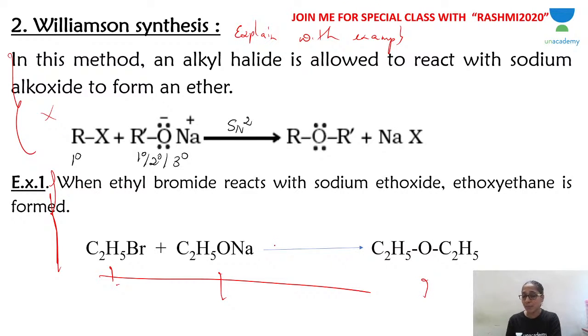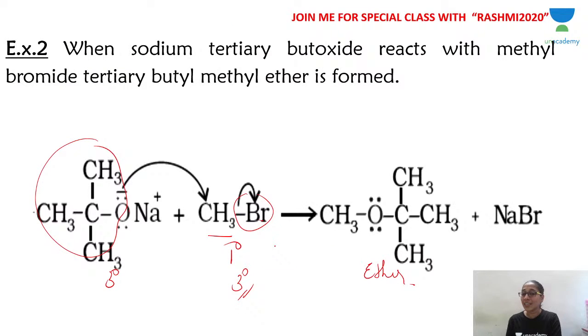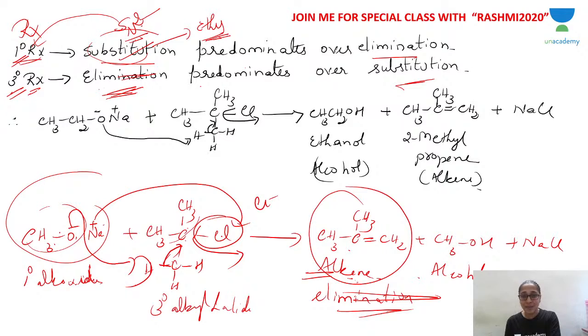That is if you want to explain Williamson's synthesis with an example. Or sometimes a predict-the-product question will come, where they give you the reactants and a question mark for the product. So look carefully at the reactants, sodium alkoxide and alkyl halide, and check whether the alkyl halide is primary. If so, write the ether: you replace Br with the alkoxide ion. Sometimes you have sodium ethoxide, CH3CH2, and tertiary butoxide. What is the product going to be?